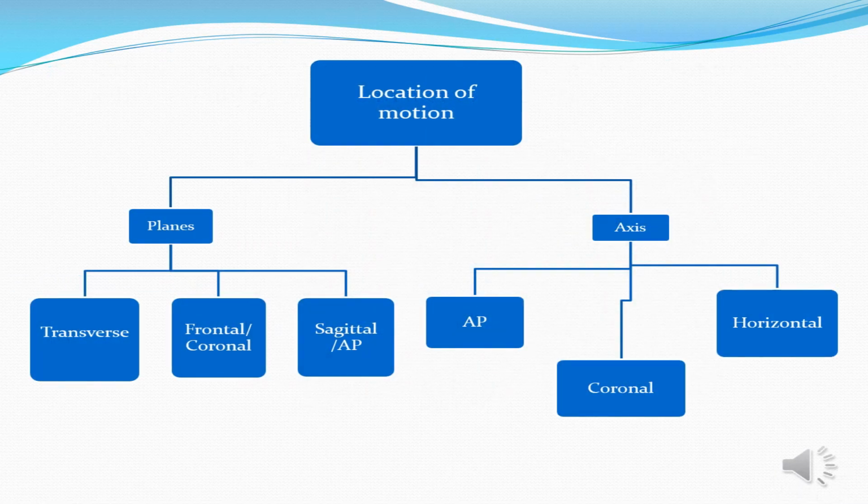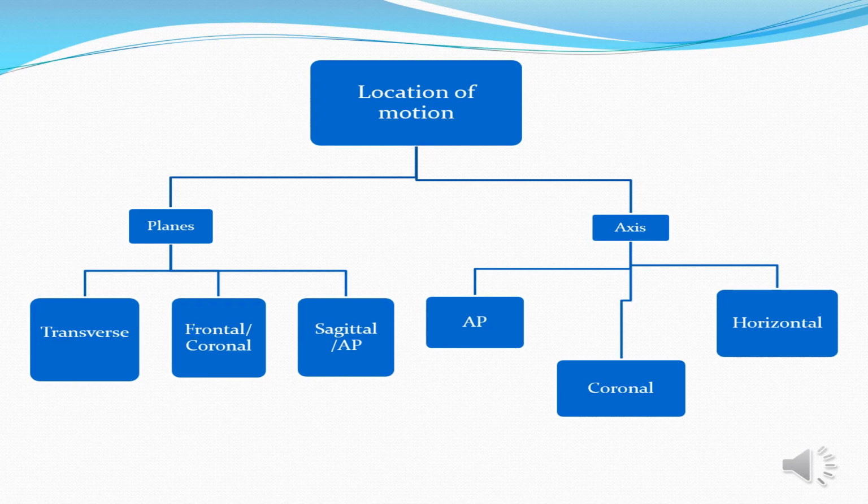Next is location of motion. Location of motion is an important aspect to know because our body moves in planes and axes. Now, the same two words, planes and axes, describe the location of motion. Planes are further divided into three parts, that is your transverse, your frontal or coronal plane, and your sagittal or anteroposterior plane. Also, axes are divided into three, that is your horizontal axis, your coronal axis and your anteroposterior axis.